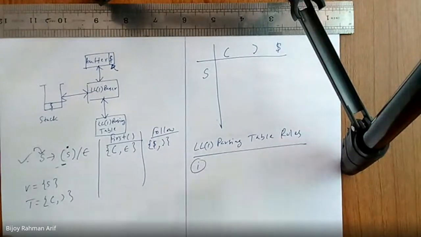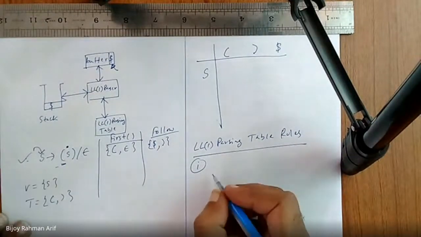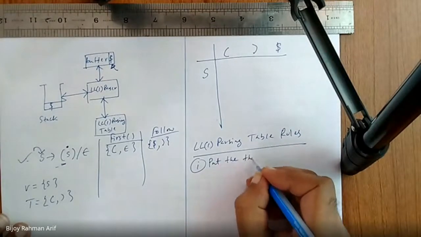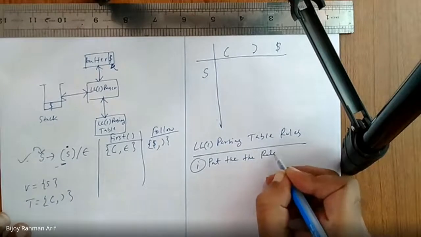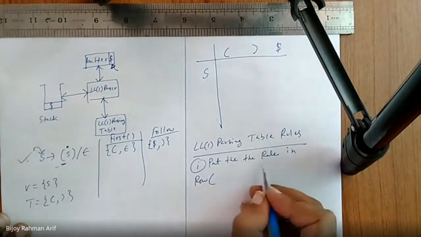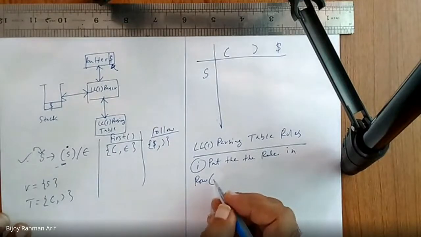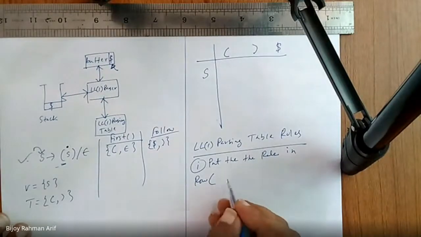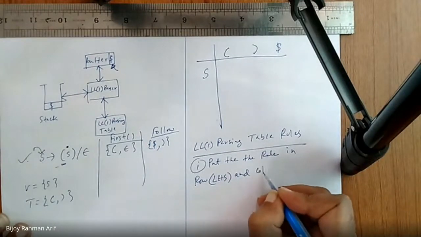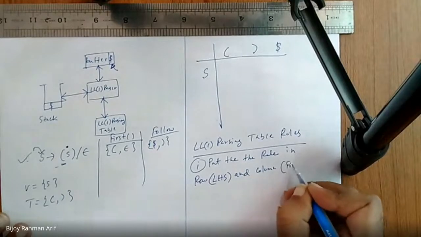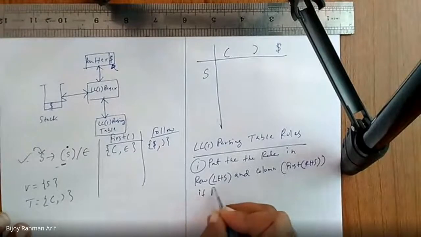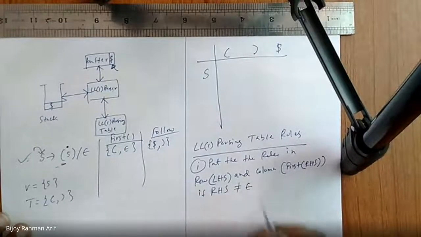Number 1: put the rule in row of LHS and column of first of RHS, if RHS is not equal to epsilon.